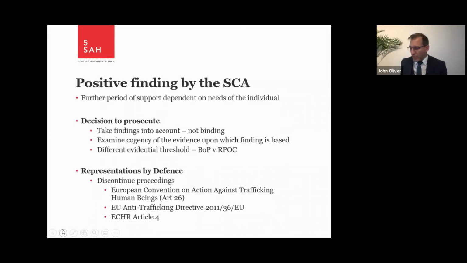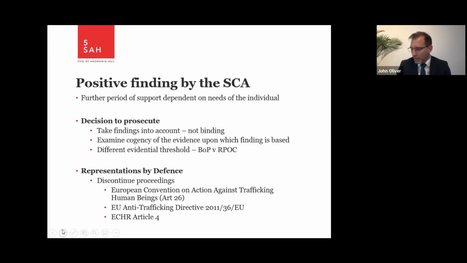If you have a positive finding overall, that entitles the person to a further period of support. It's not for a specified period. It depends largely on the needs of the individual. It depends with whom they're housed and their circumstances generally, but social services would no doubt get involved if the person is young or vulnerable, and of course the police remain involved.